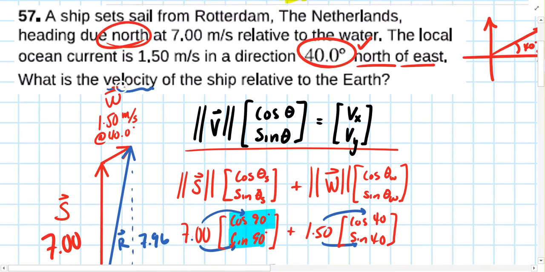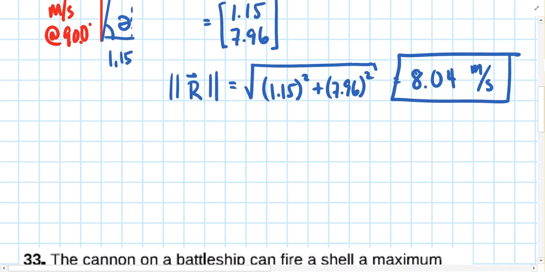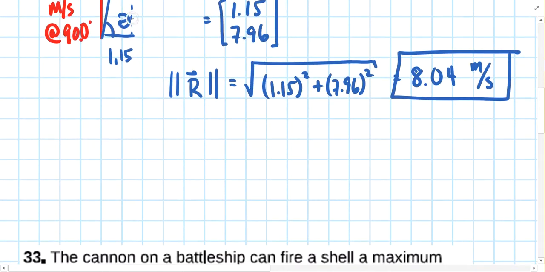Now, truthfully, that's all that this question was asking for, but we might as well just take this one step further and find the angle measure. Since we have the opposite and the adjacent side length, we can use tangent to find our angle. So I'm going to use tangent inverse here of the opposite side length, which is 7.96, divided by the adjacent side length, 1.15.